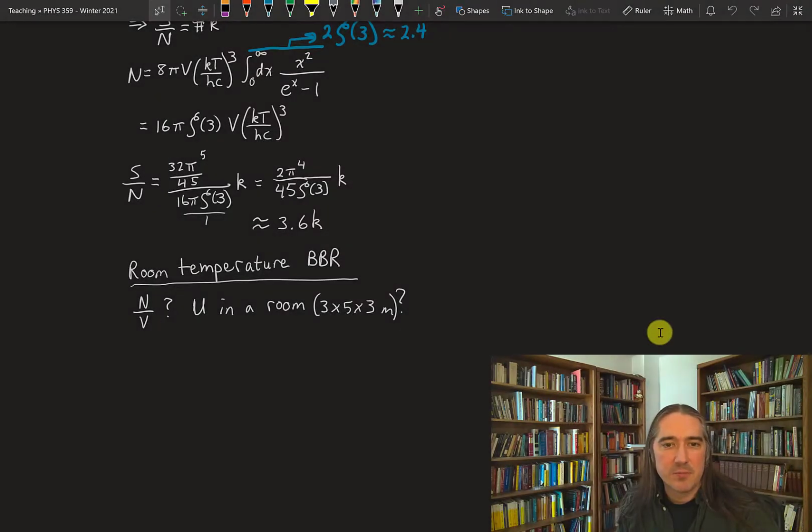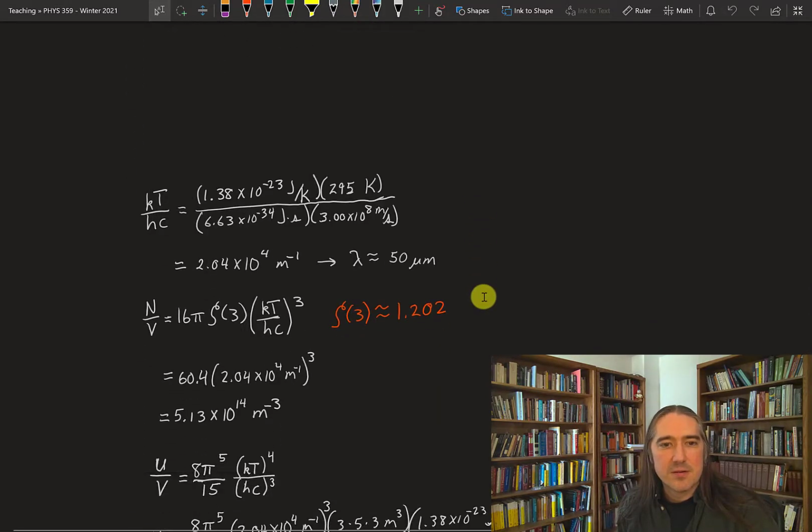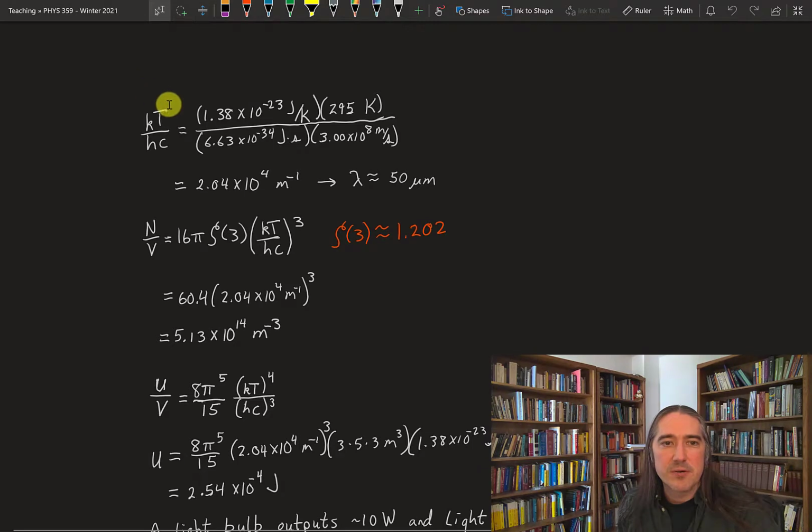Okay, do you have a value? Let's run through it quickly. So the first thing we want to do is calculate this thing because it comes up in every formula. So kT over hc, just plug in the values. For T, I'm using 295 Kelvin for room temperature because I've got Boltzmann's constant in Kelvin.